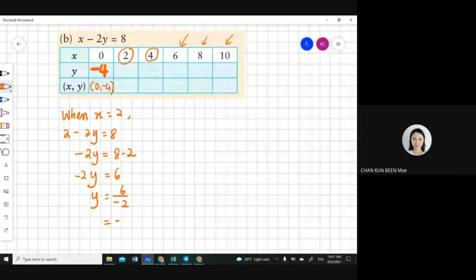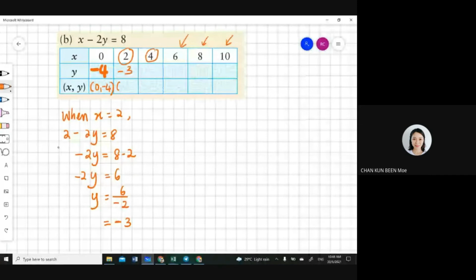So I'm going to do it fast. You got to make sure you know how to solve the linear equation right now, because we have already learned this 2 to 3 lessons already. So the ordered pairs will be 2, negative 3. I continue with 4 when x equal to 4.